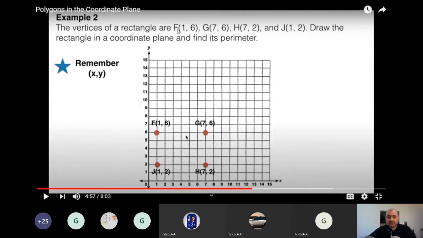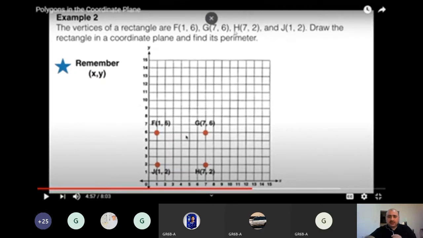The first point, F, 1, 6. 1 in X, 6 in Y. This is 1 in X, and this is 6 in Y. So this is the point F, 1, 6. The second point, G, 7, 6, 7 in X and 6 in Y. So this is 7 here in X. Then go up 6 units. 1, 2, 3, 4, 5, 6. This is the second point, G, 7, 6.